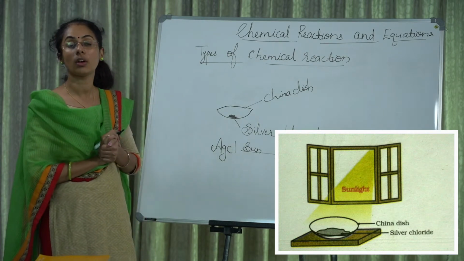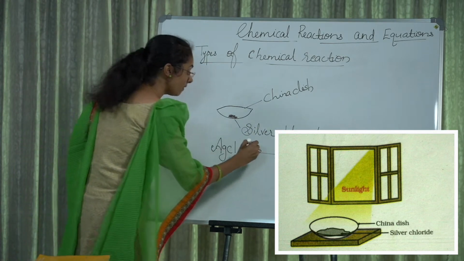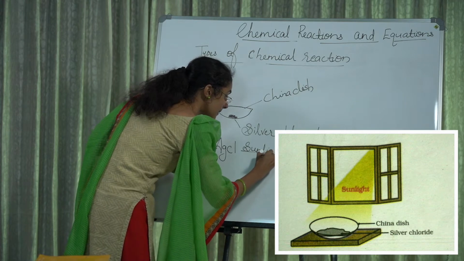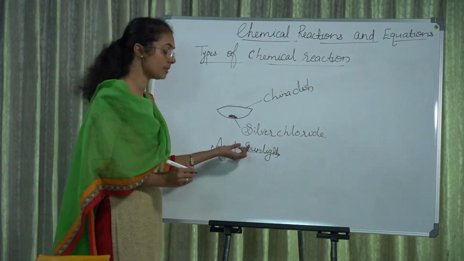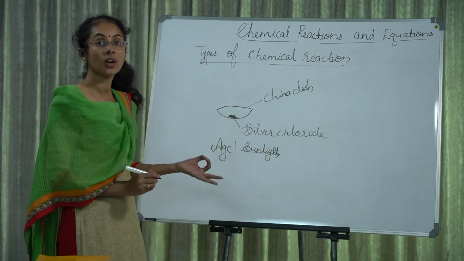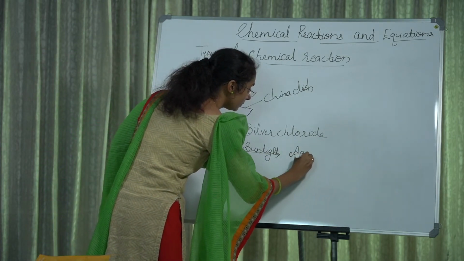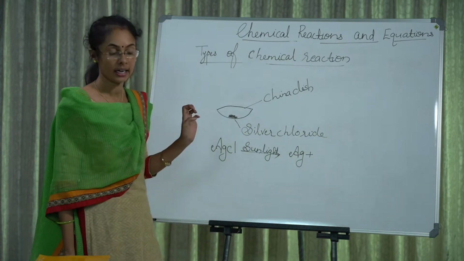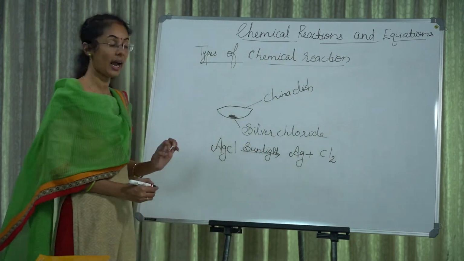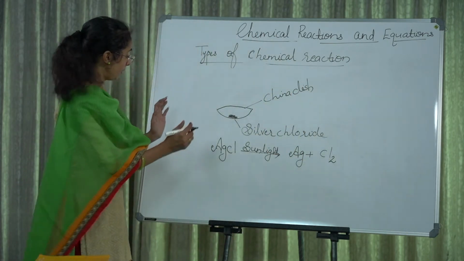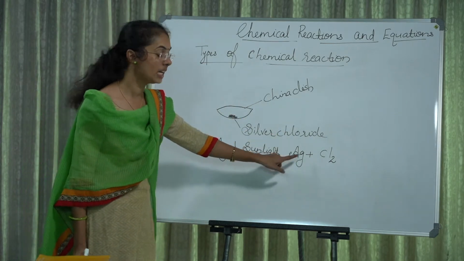What is the color of silver chloride? Silver chloride is in white color. That silver chloride is kept for some time in the presence of sunlight. In the presence of sunlight, silver chloride converts into silver and chlorine.